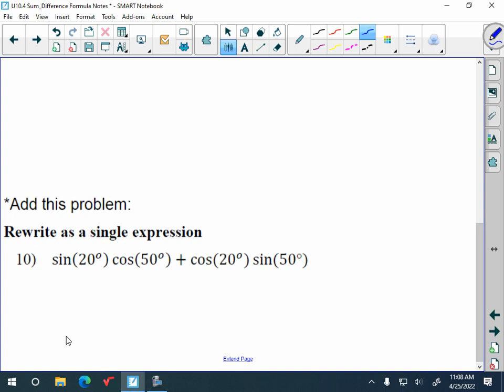All right, since it says sine cosine plus cosine sine, you can see that it's the sine with the plus. So that means it's 20 degrees plus 50 degrees, which is sine 70 degrees.